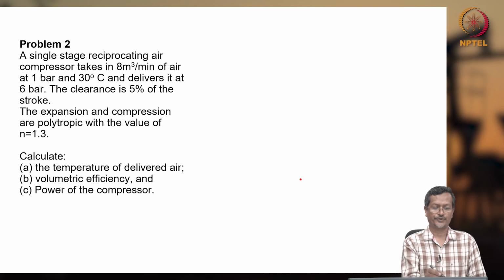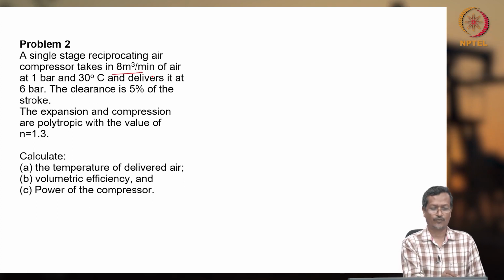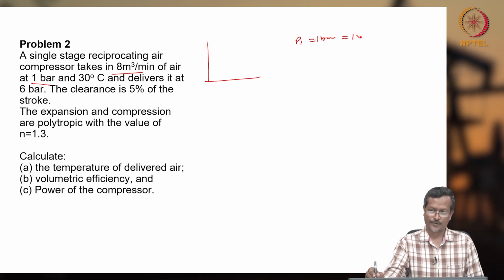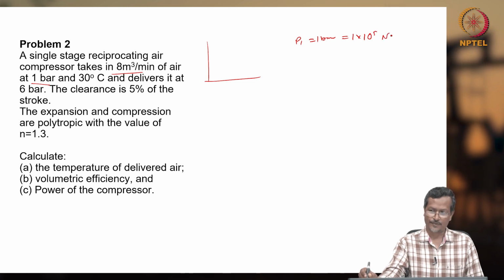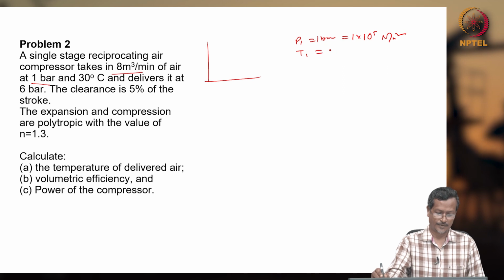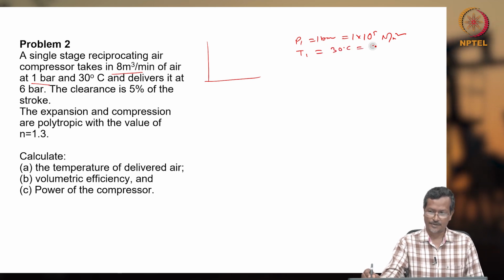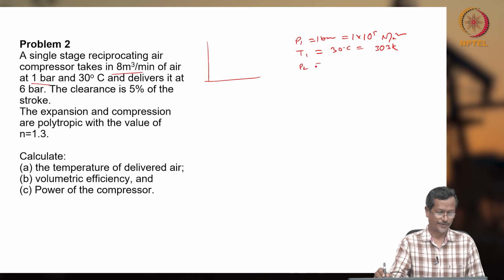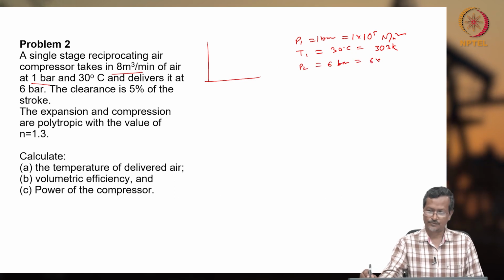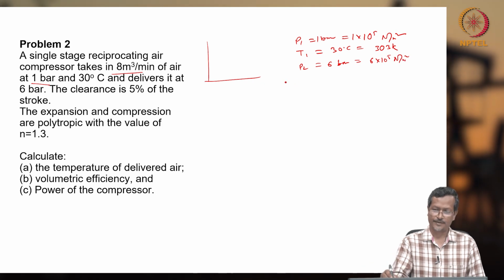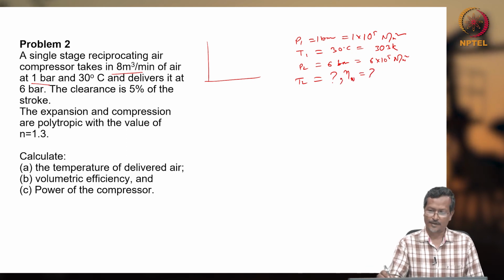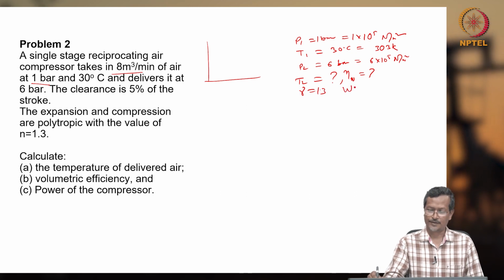Now another problem: a single stage reciprocating air compressor takes 8 meter cube volume of air, 1 bar inlet. Again intake pressure is given, P1 is 1 bar, so 1 into 10 to power 5 Newton per meter square, and T1 is given as 30 degrees centigrade, equals 303 K. P2 is given 6 bar equals 6 into 10 power 5 Newton per meter square. Gamma is given 1.3, and volumetric efficiency and work done you have to calculate.